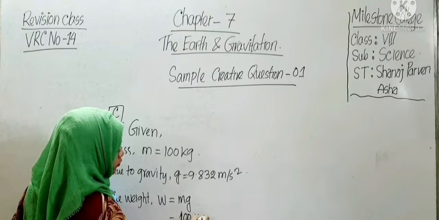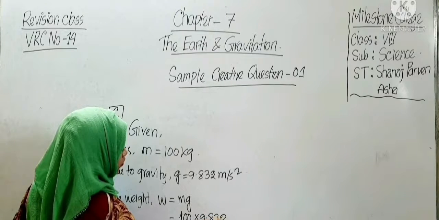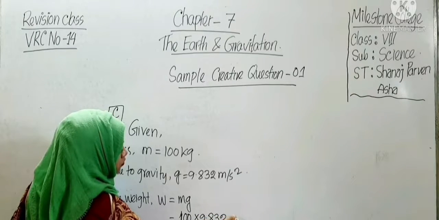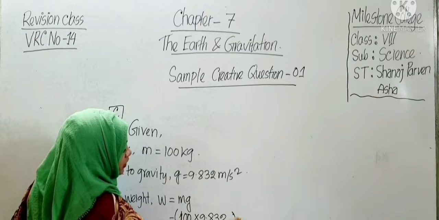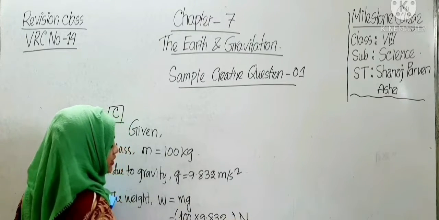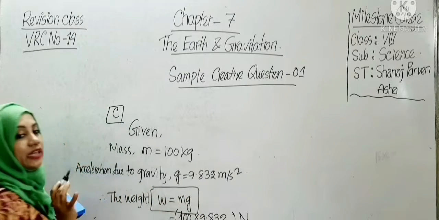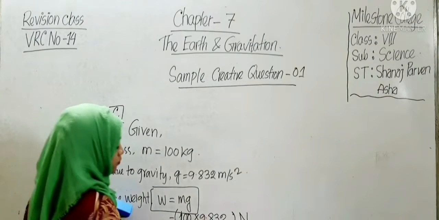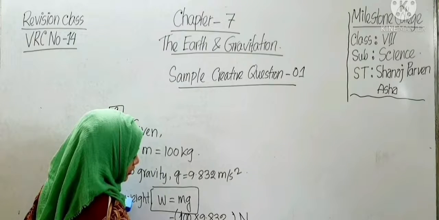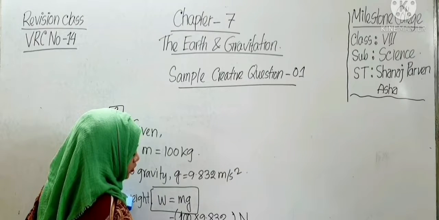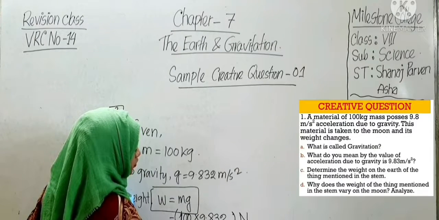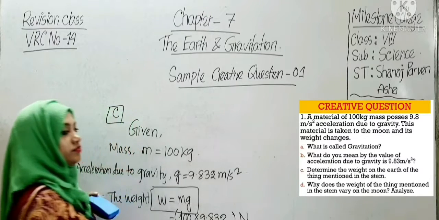100 into 9.832, and the unit of weight is Newton. So this one you multiply, what will happen? 983.2 Newton. It is the answer.